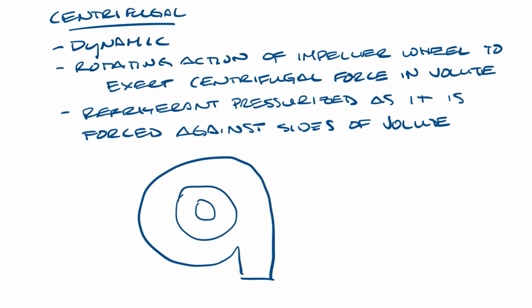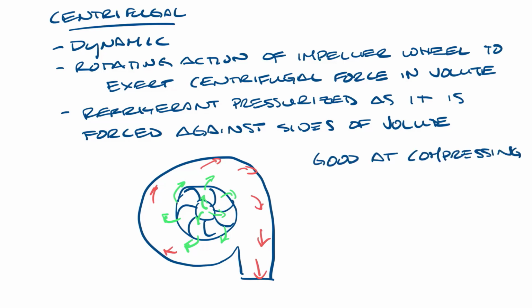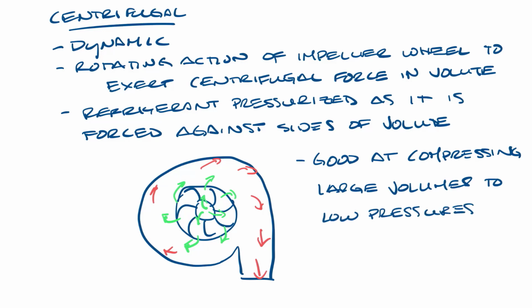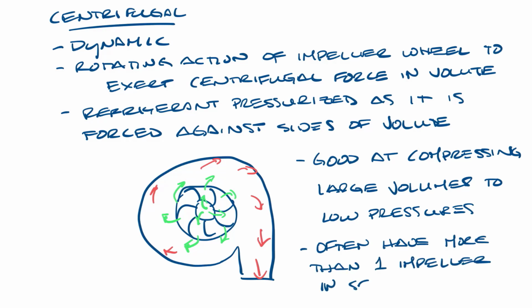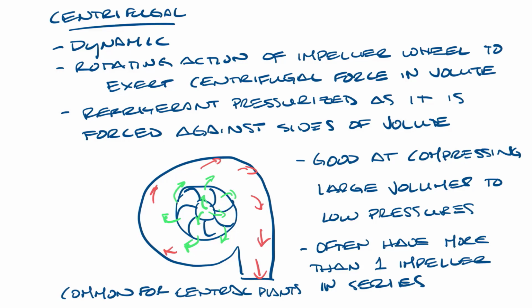In the center, we'd have the impeller wheel, and the refrigerant will come in through the center. The centrifugal force forces the refrigerant against the outsides of the volute, increasing its pressure, and then it discharges through the discharge side of the compressor. Centrifugal compressors are good for compressing large volumes of refrigerant to relatively low pressures. Chillers that use centrifugal compressors usually have one or more impeller wheels in series. It's a simple design and has few moving parts. This type of compressor is common for central plants in large buildings.